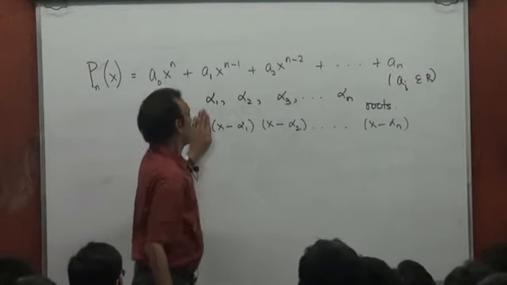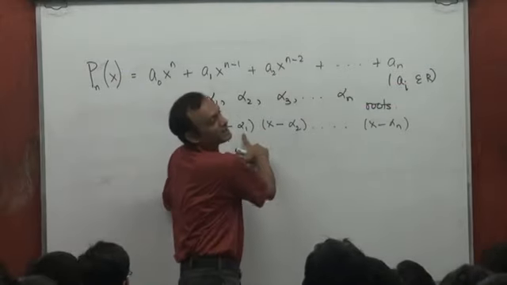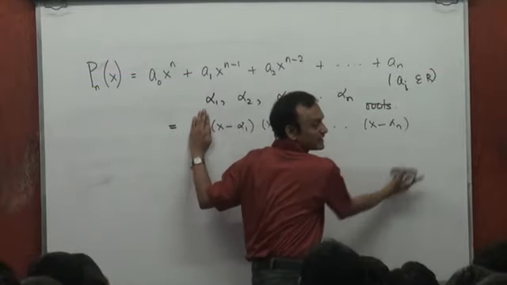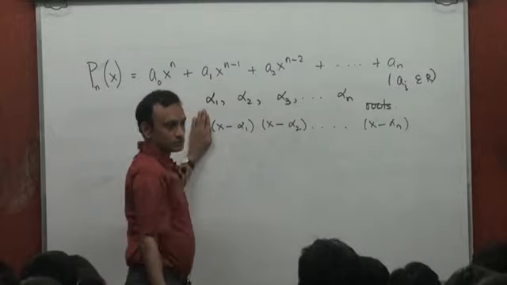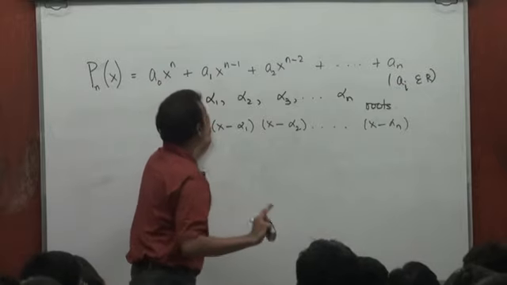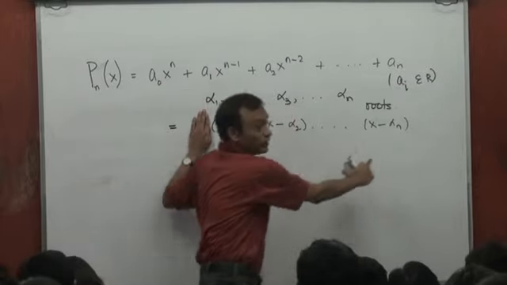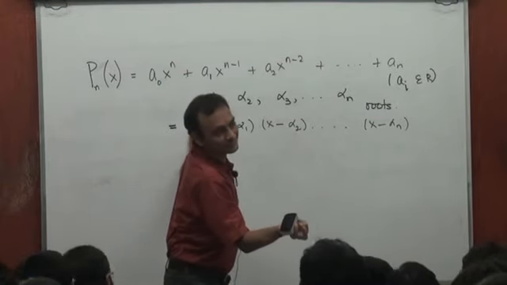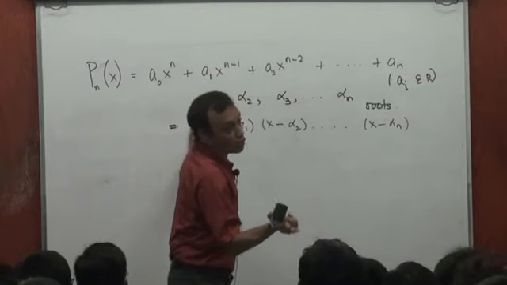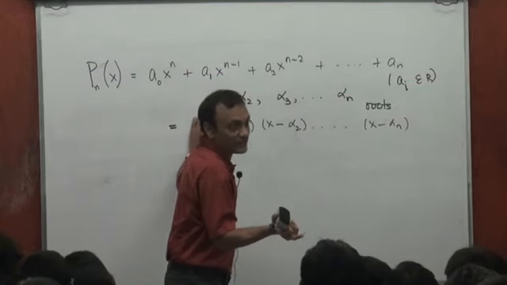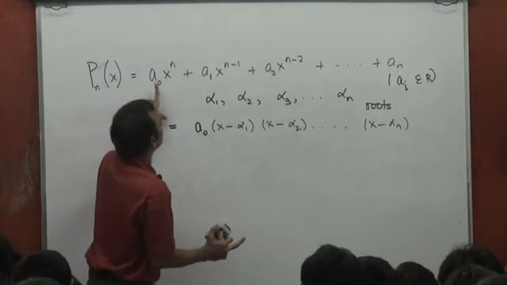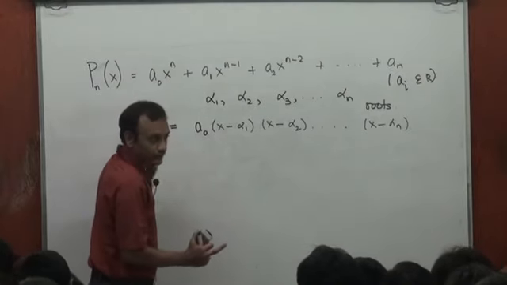No. This is like, I know x minus alpha 1 is a factor. I know that x minus alpha 2 is a factor. I know that x minus alpha n is a factor. That's all that I know. It doesn't mean that this would be identically equal to this only. This or this into some constant would be an identity. Right? So, the constant a naught, which we can observe readily.